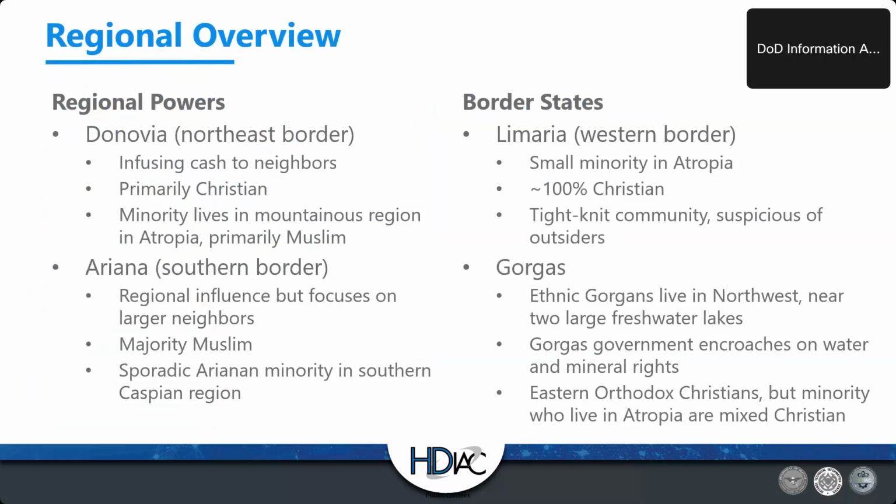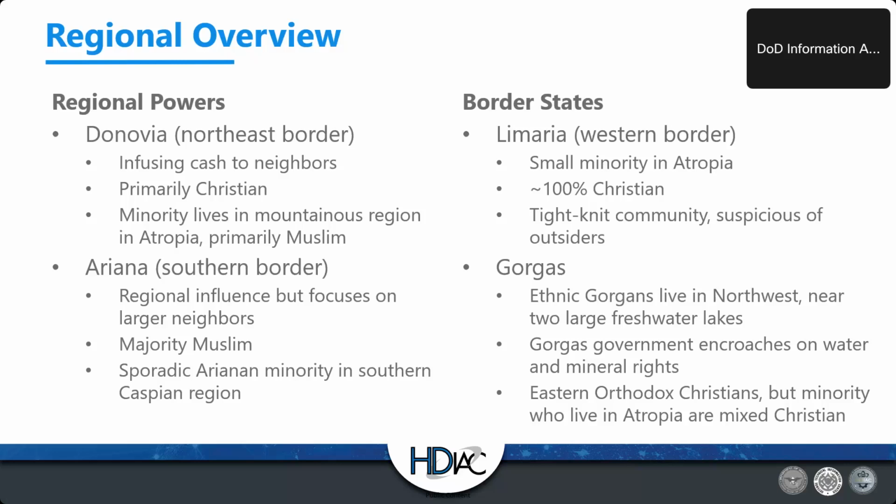So you have two major regional powers, Danovia in the northeast border. They are the countries infusing cash to neighbors. They are primarily Christian, but the minority that lives in Atropia is primarily Muslim. So that creates a little bit of tension: ethnically we're similar to the folks across the border, but religiously we don't necessarily fall in line with them. So there's tension right there off the bat, a little bit.